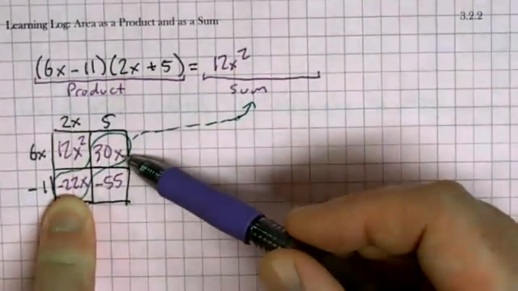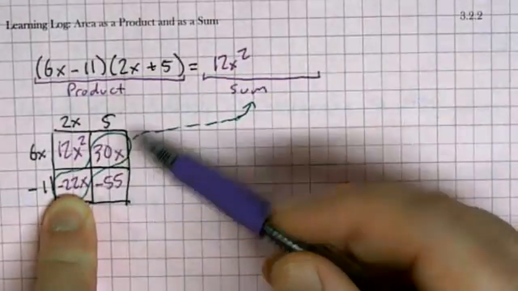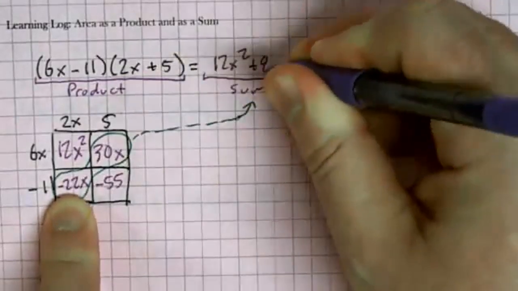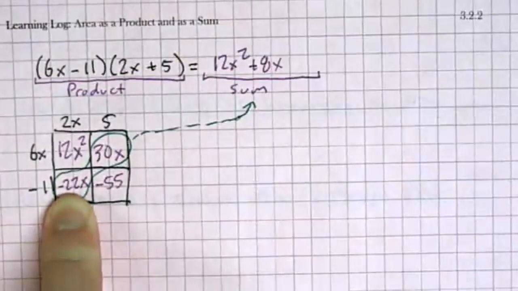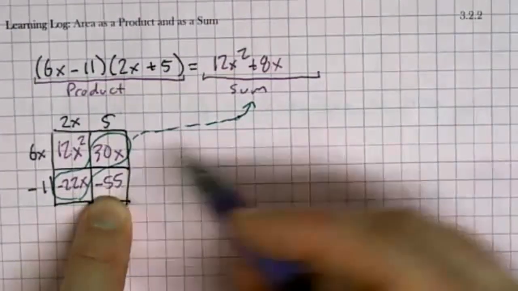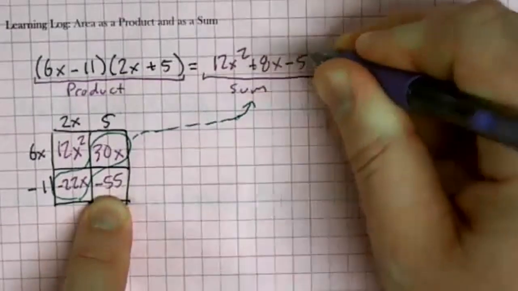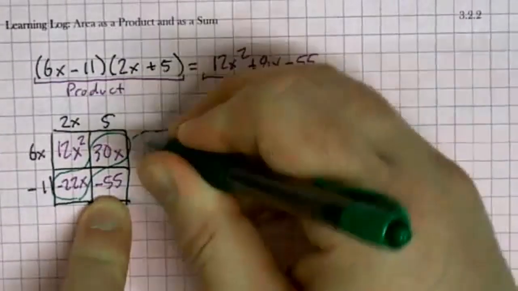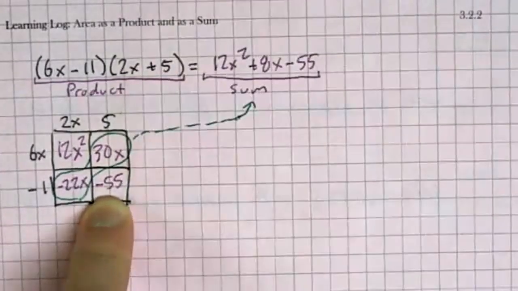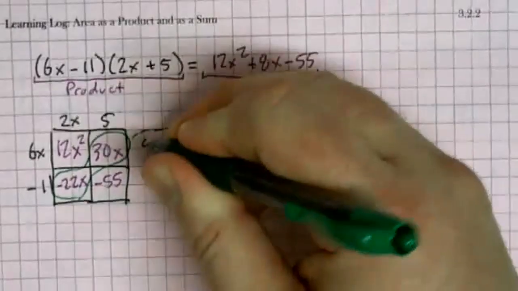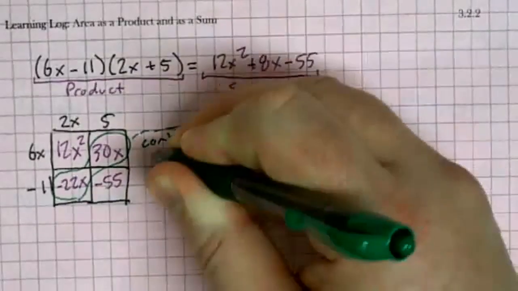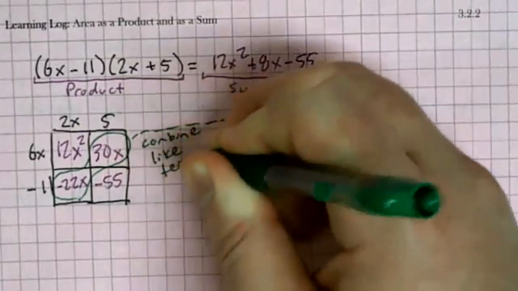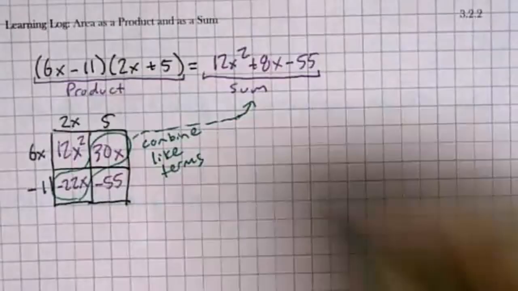And then there's 30x and this minus 22x. We've got to put those together. So what do you get when you take 30x's and put it together with negative 22x's? Positive 8x's. So plus 8x goes into our sum. And then minus 55. Nothing to combine with that either, so that goes into our sum. And I'm just making myself a note here because this is going into my packet and I might need these notes later. Combine like terms. That's what I did to get this 8x here.